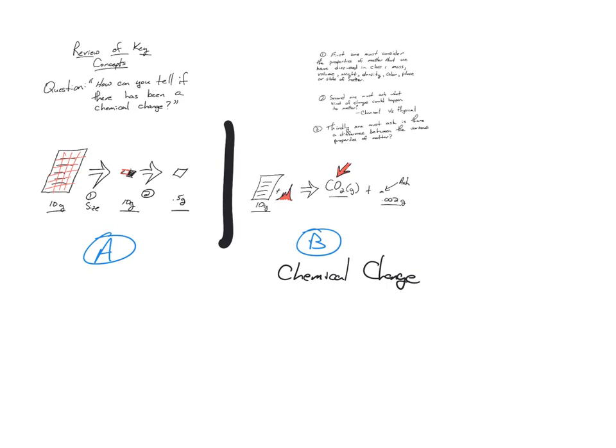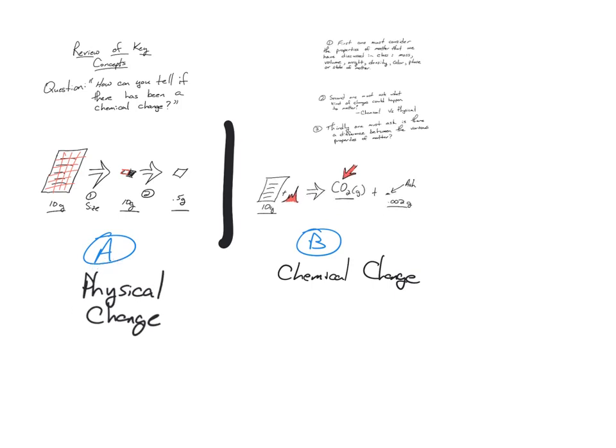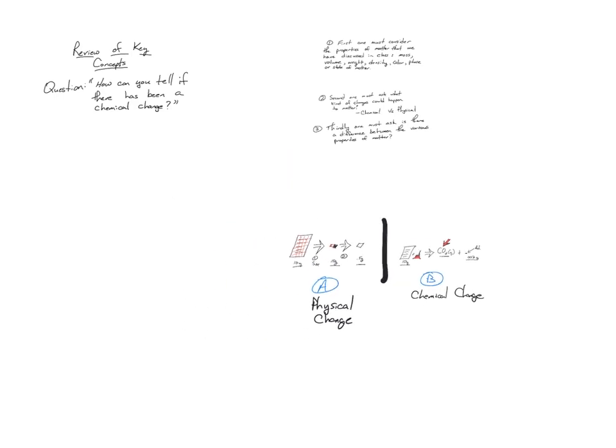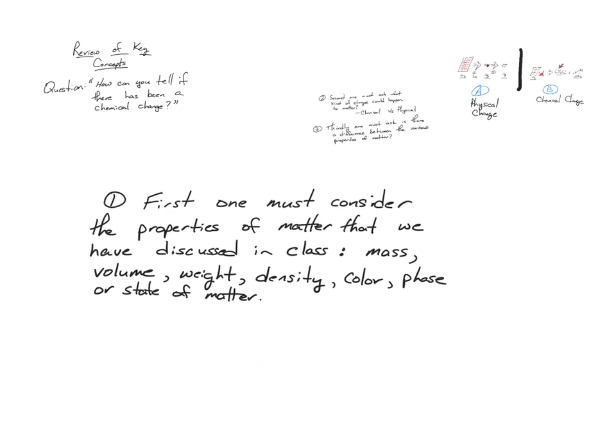Now when we take a look at this change over here, a change is actually just a physical change. So when we're looking at how to tell the difference between a chemical and physical change, we have to try to answer three questions. And those questions are, one, we have to consider the properties of matter that we've discussed in class.